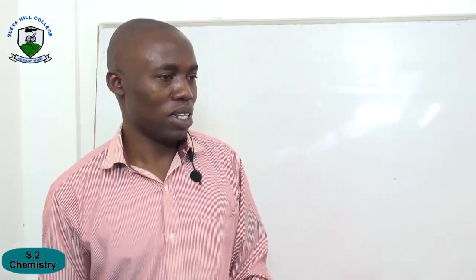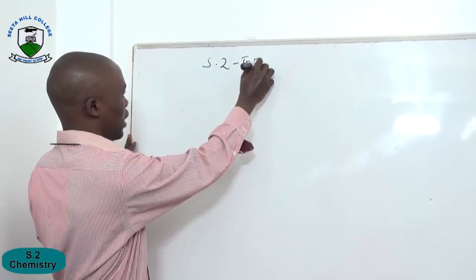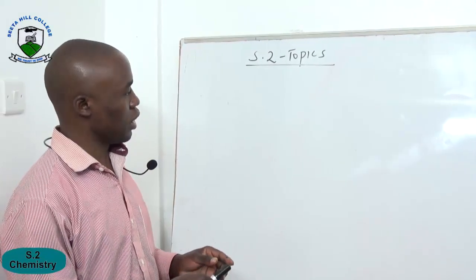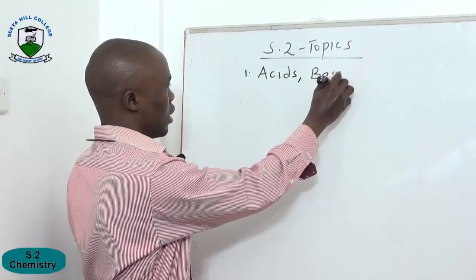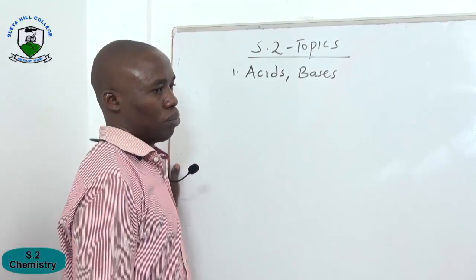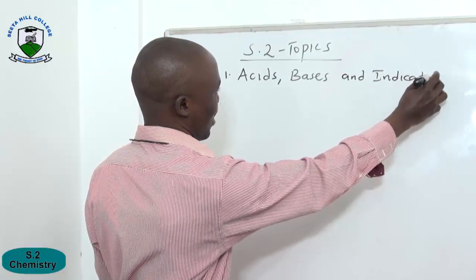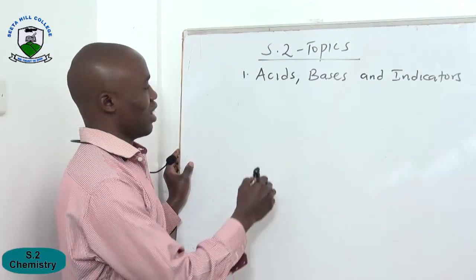And senior two has five topics. So now we are going to list them down, then we see how we can move through. Now, senior two topics. The first topic in senior two will be acids, bases, and indicators, and salts. Salts is the next topic.